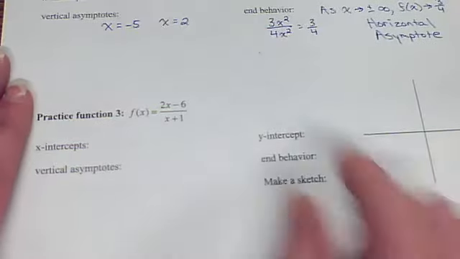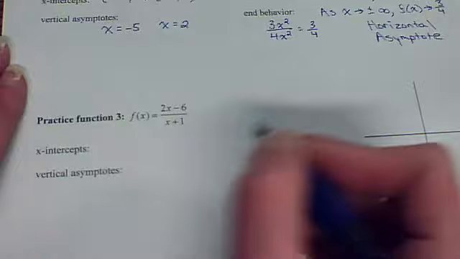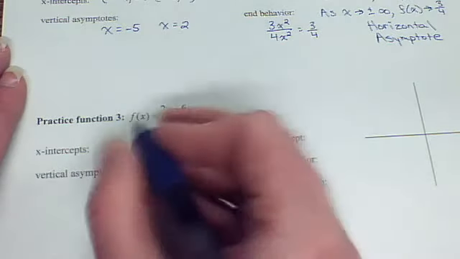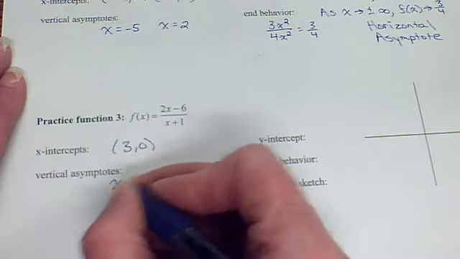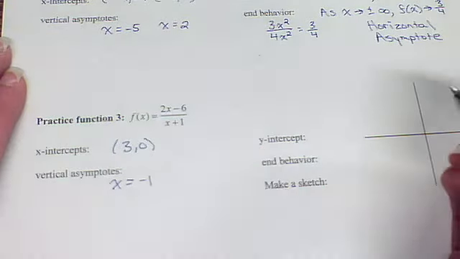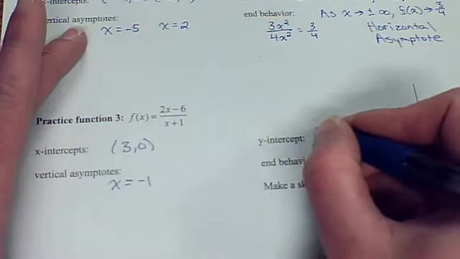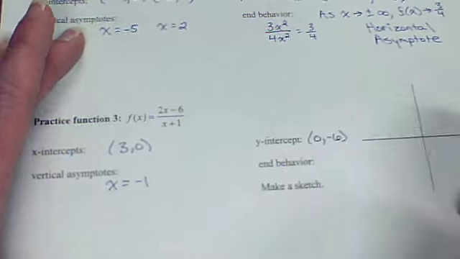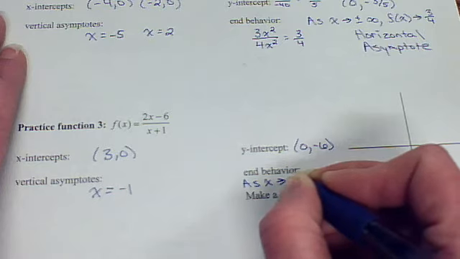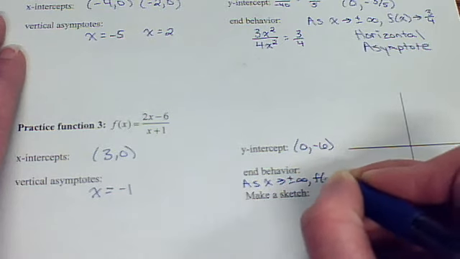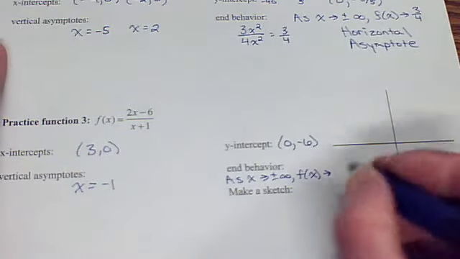Last one. (2x minus 6) over (x plus 1). Ooh, this one's nice. The x-intercept is going to be 3. Vertical asymptote, we look at the denominator. x equals negative 1. Y-intercept, you let x be 0. So I get negative 6. And the end behavior, as x goes to positive or negative infinity, f of x is going to go to, I'm going to divide 2x divided by x.